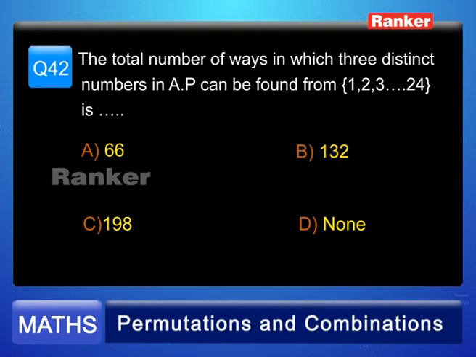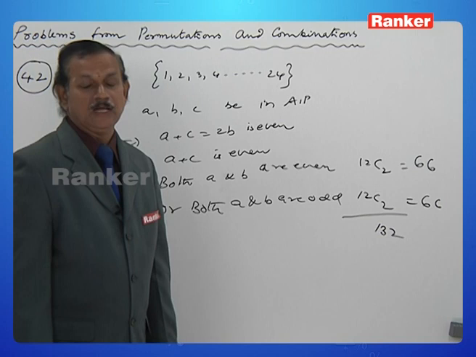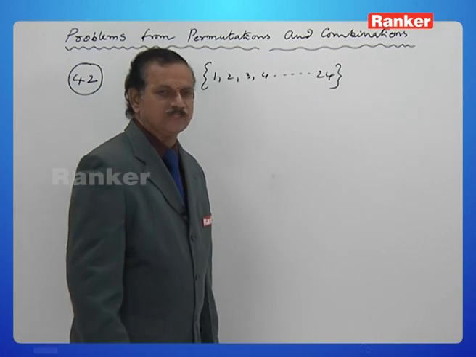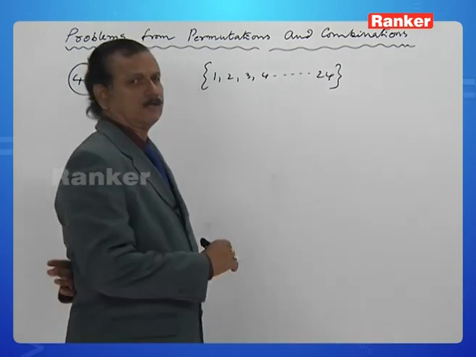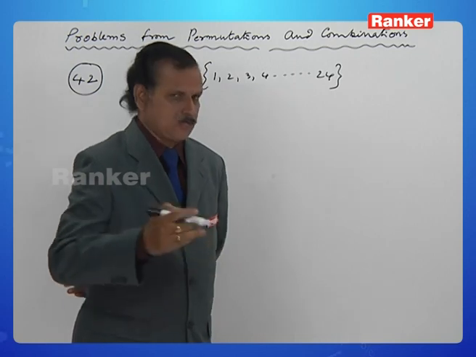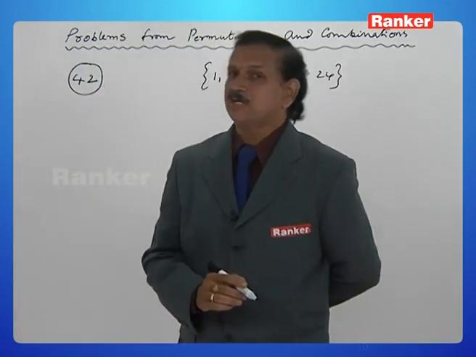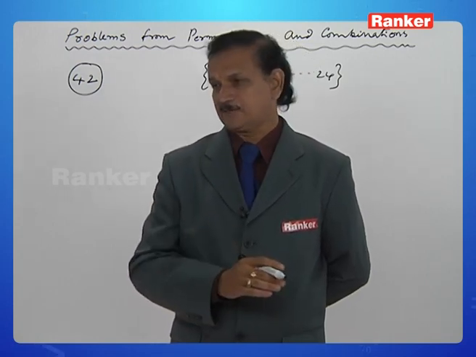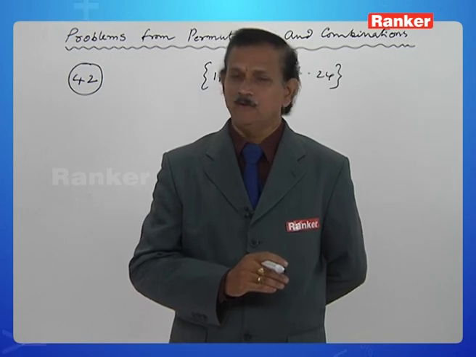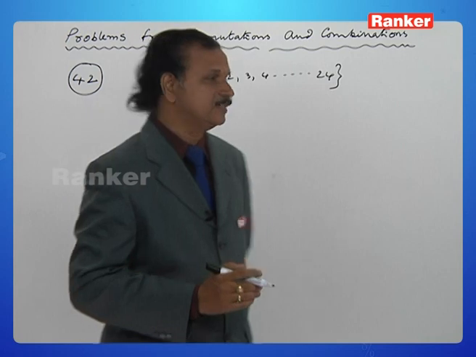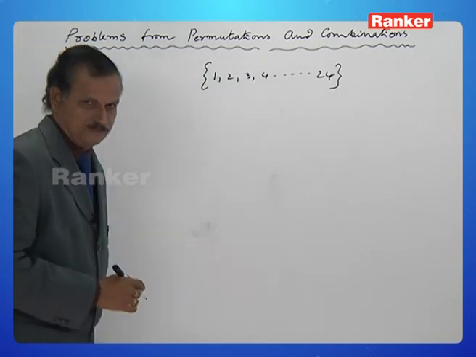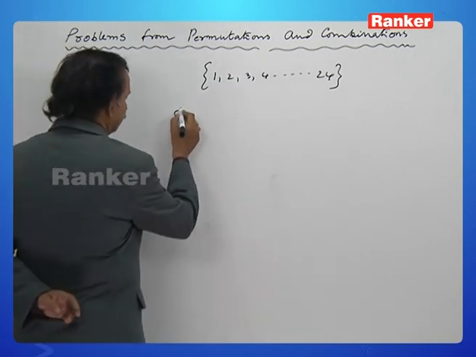We can approach this problem in a different way also. Let me try to explain that method to get the answer for the same question. We are supposed to choose 3 natural numbers from 1 to 24. They must be in AP. AP means there must be some difference. Can that difference become 0? No. Why? Because those 3 must be distinct. The question says the total number of ways in which 3 distinct numbers in AP can be formed. Therefore, the difference can be 1.